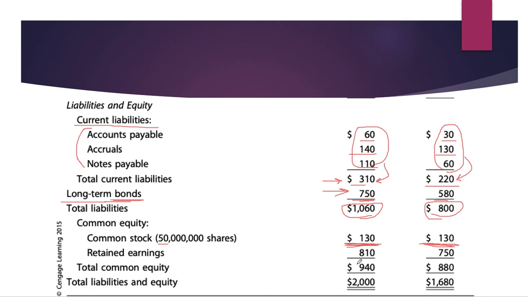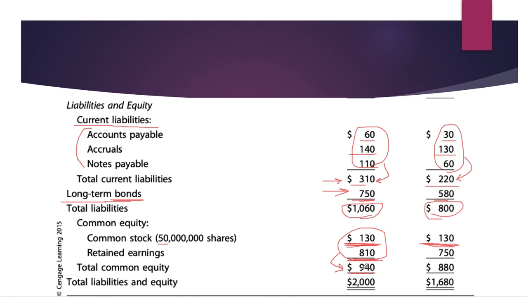But anything the company earns over time is added in the retained earnings, and that is a cumulative number. So as long as the company is profitable and generating profit and retaining those earnings, then it will continue to add on this common equity part. Okay, so the total common equity will be the sum of these two items, given as $940 million.